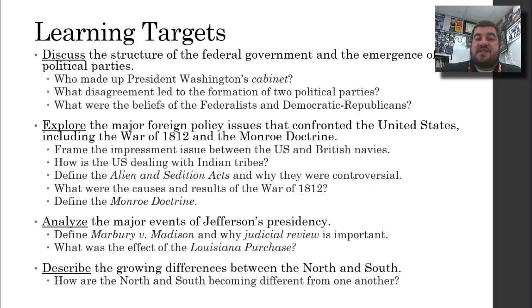Learning targets. We'll discuss the structure of the federal government and the emergence of new political parties. We'll talk about major foreign policy events like the War of 1812 and the Monroe Doctrine. We'll talk about the major events of Jefferson's presidency, and we'll talk about the growing differences between the North and the South with one sub-target there. So let's get started.